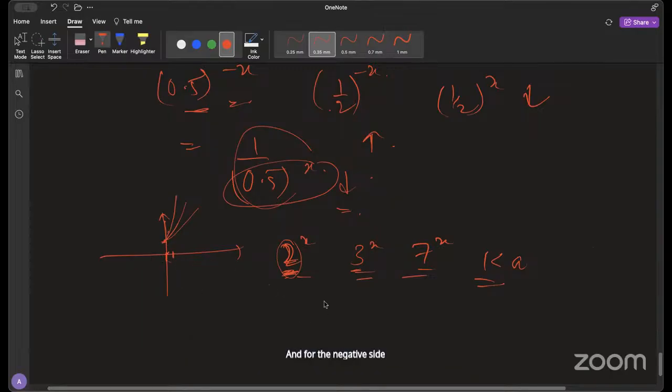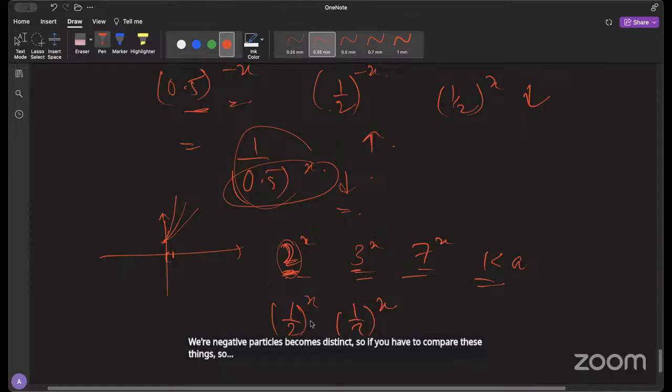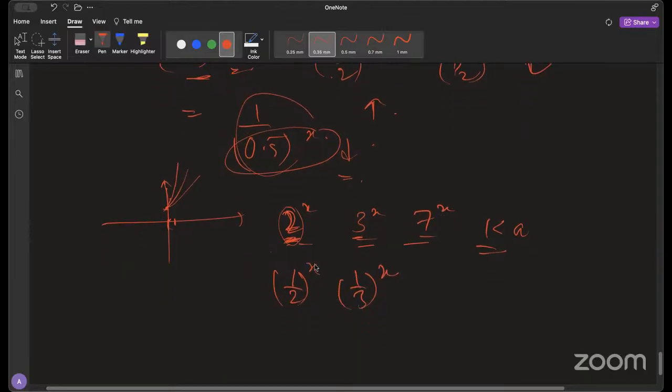And for the negative side, for the negative, it becomes this thing. It becomes exactly the same as A less than 1. So if you have to compare these things, if you increase the powers now, this thing will decrease. It changes here. This becomes the steepest.